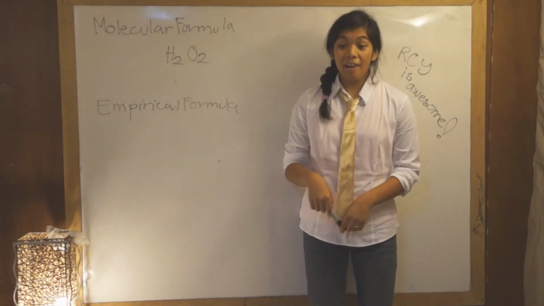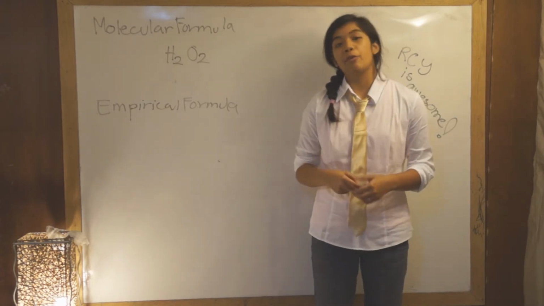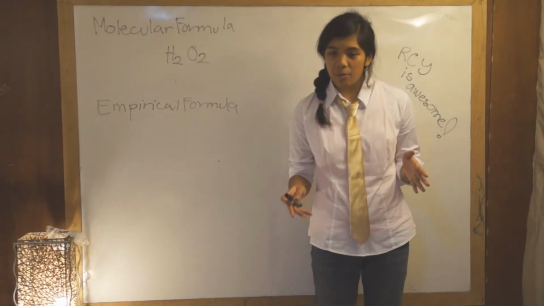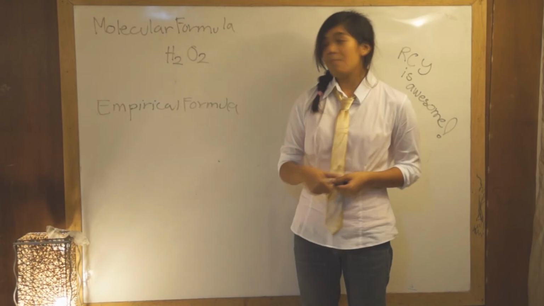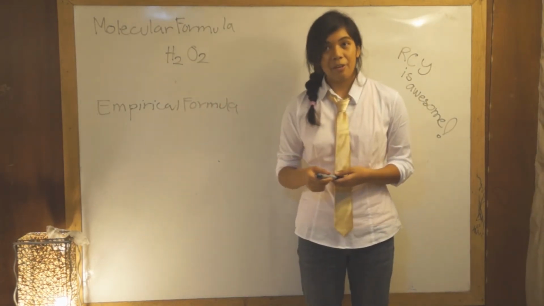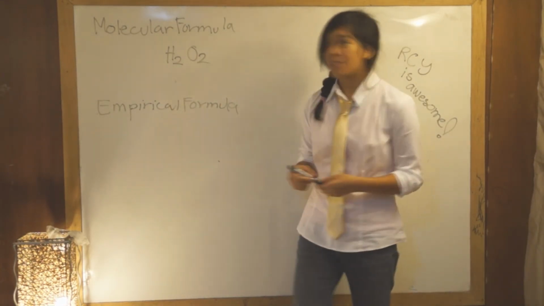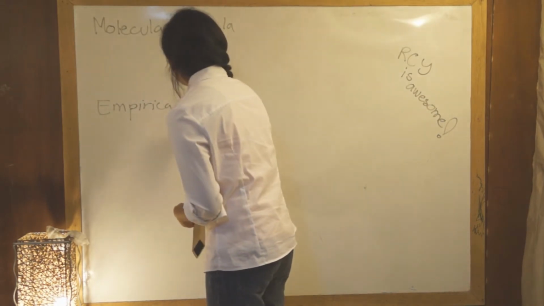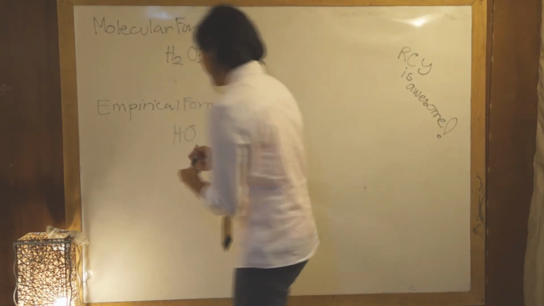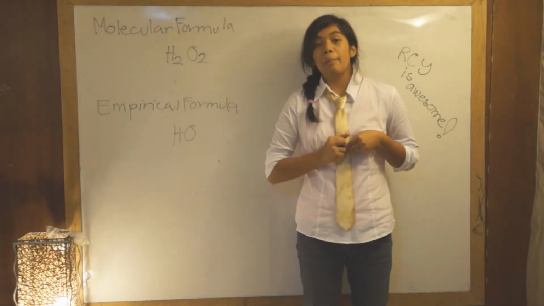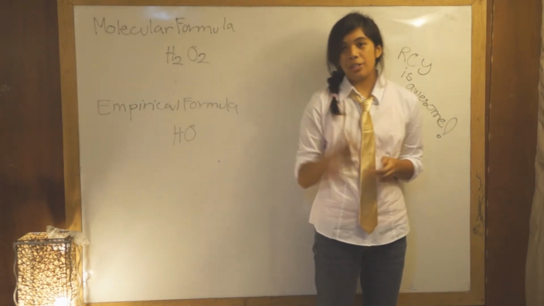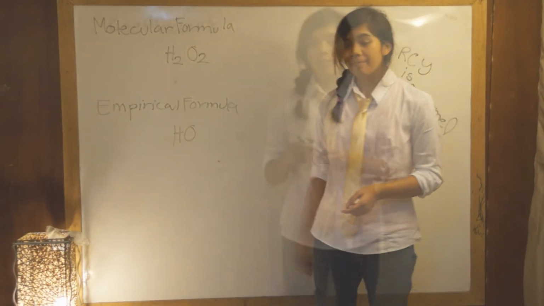Empirical formula. Under this formula, the simplest way for a formula to be expressed is used. For example, the hydrogen peroxide here in the empirical formula form will be expressed in this way. But remember, it still has to have the same ratio of atoms present.